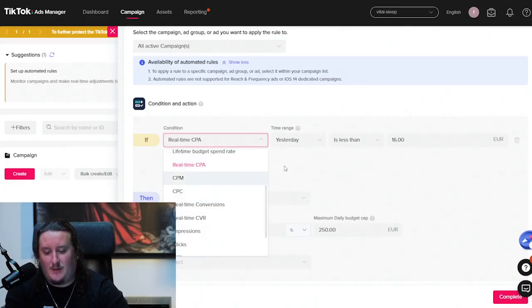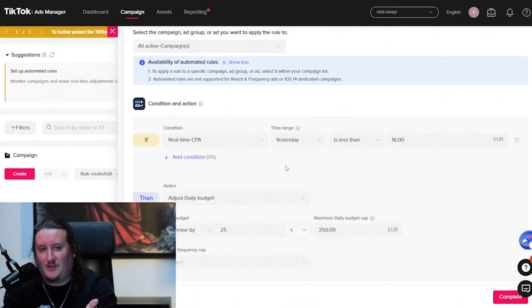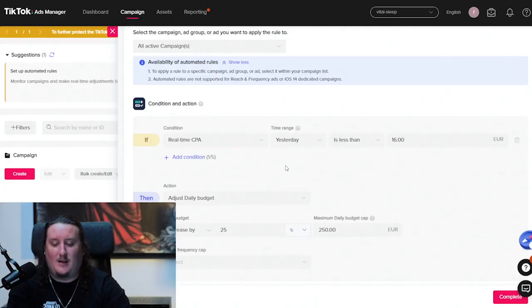I had it on real-time conversions. So real-time conversions could be, if you're running reach or traffic campaigns, whatever your conversion is set at, that you manually set it to, it'll swap that out to that. And that's something that you don't want. Otherwise, it's going to increase your budget if you're going for traffic, if it's below $16, it'll bump it. You don't want that. Real-time cost per acquisition. It wasn't there when I initially set it, and then when I changed it, it's there.